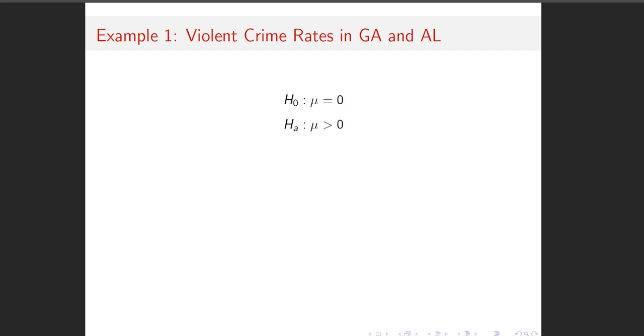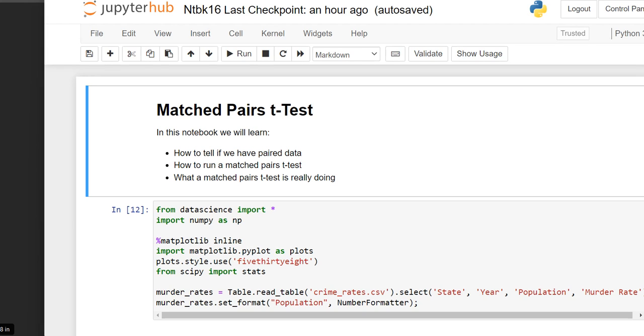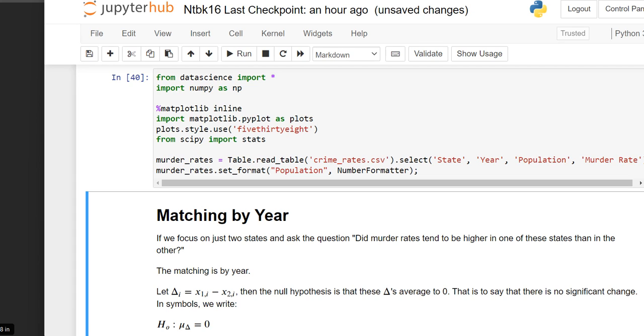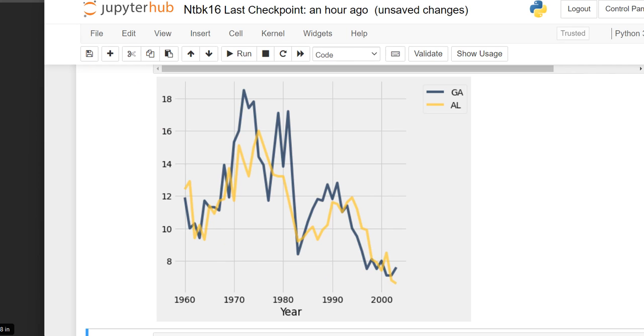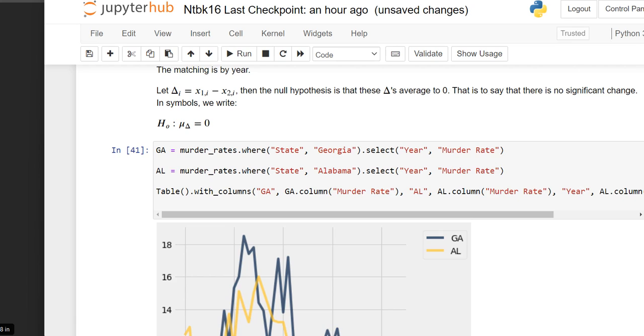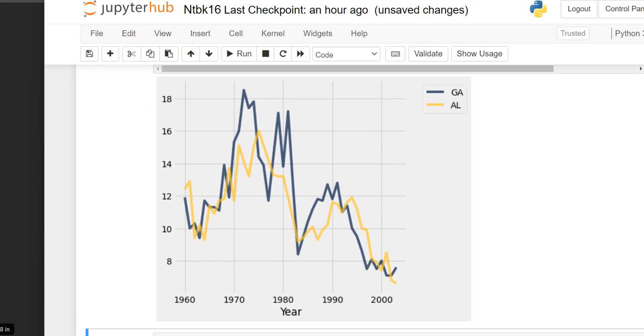Okay, so in the first example that we have, we're talking about violent crime rates in Georgia and Alabama. If you haven't paused yet and gotten notebook 16 open, now is a good time, and make sure that you initialize that first code block. It's kind of interesting because the very first thing they do is they show us this graph. The dark blue is Georgia and the yellow is Alabama. And do we see any relationships in this data visualization? We don't know anything about this question except what we see in the data visualization.